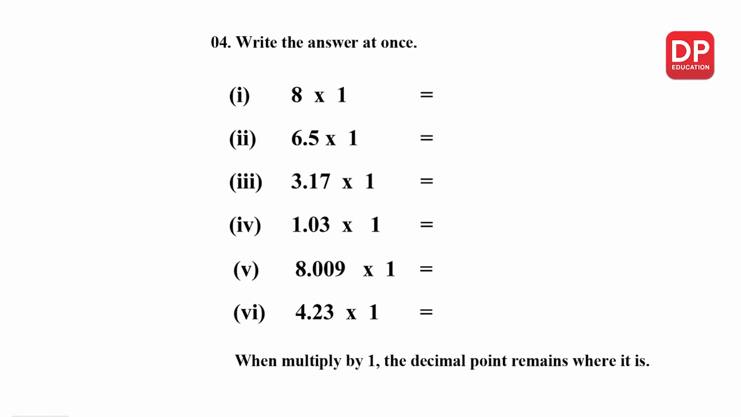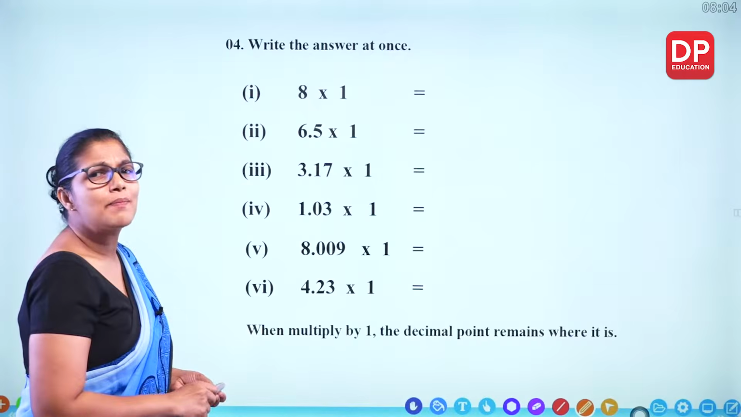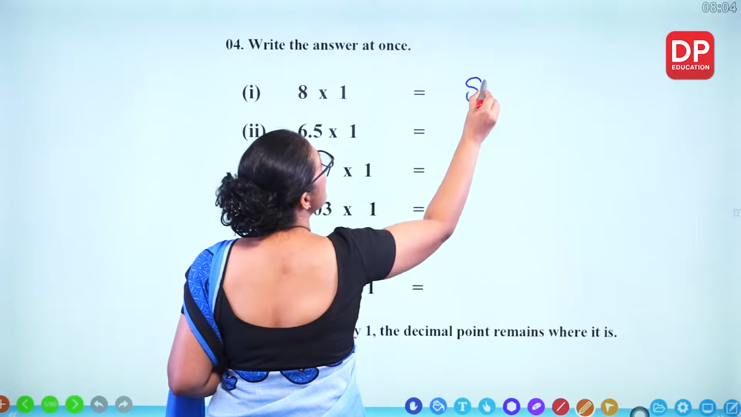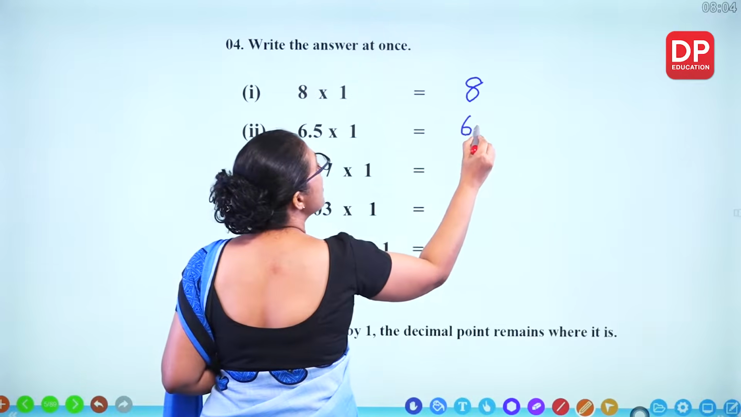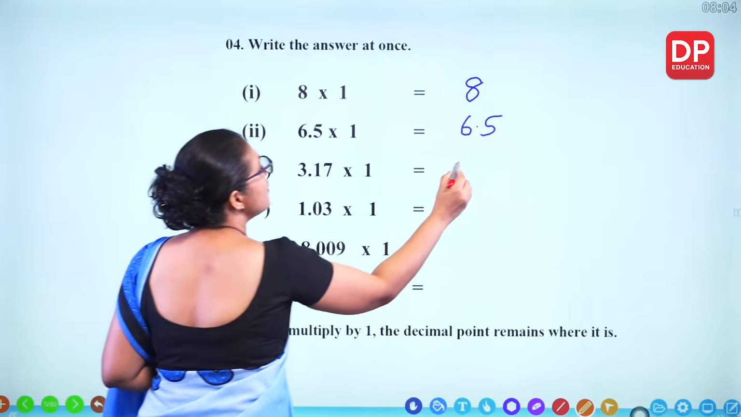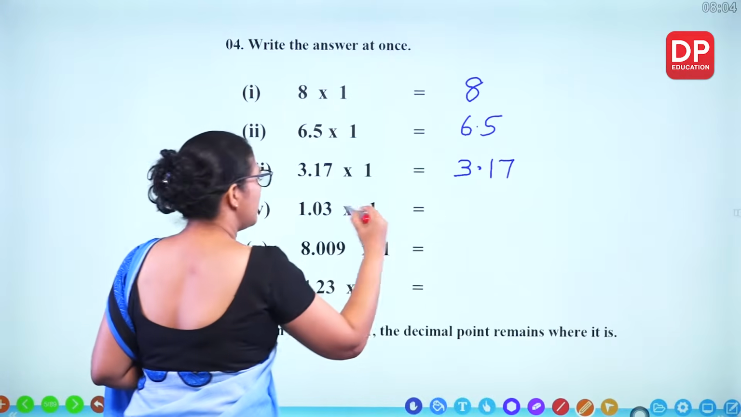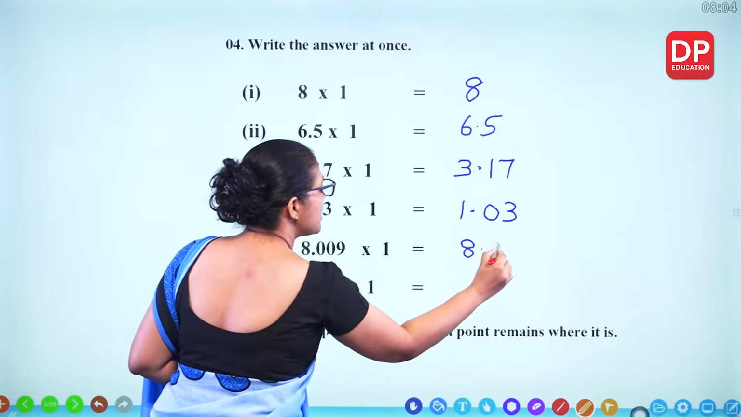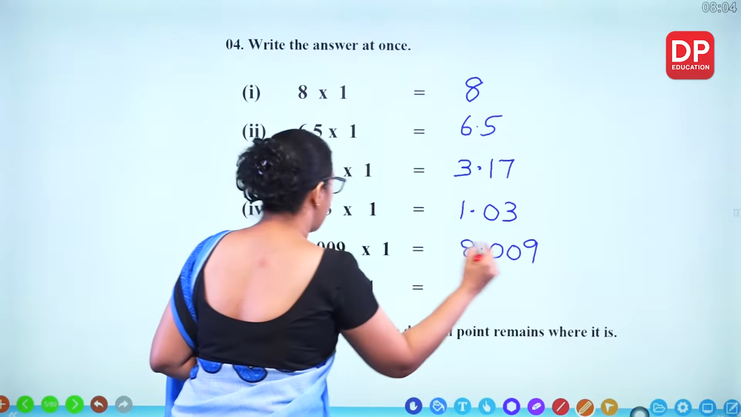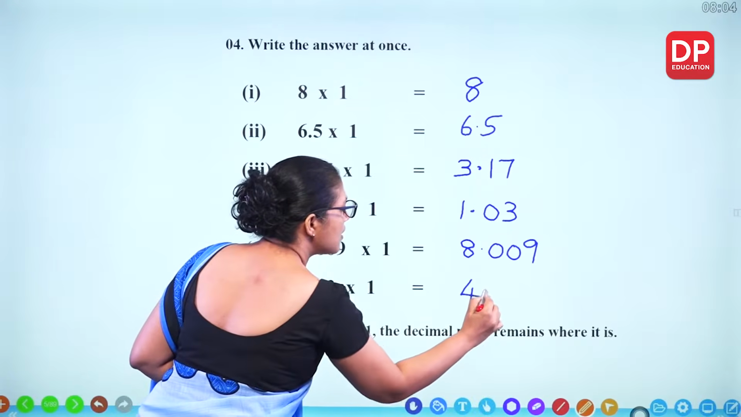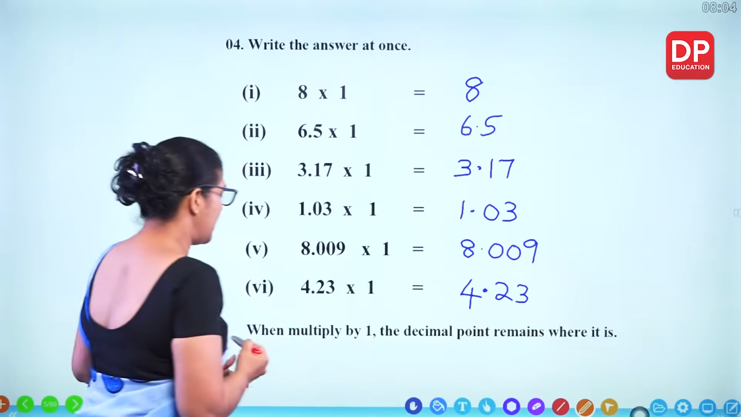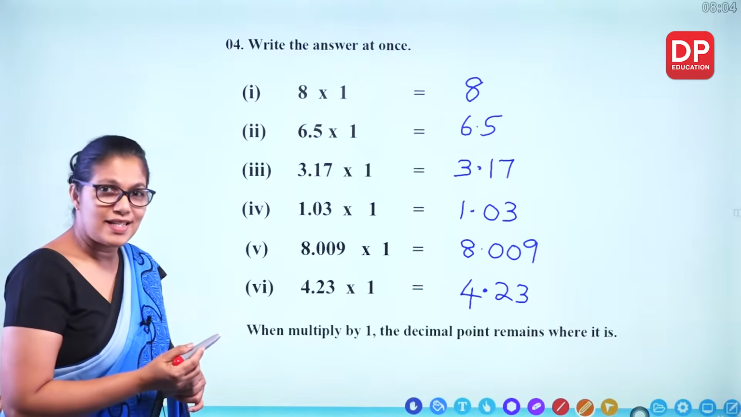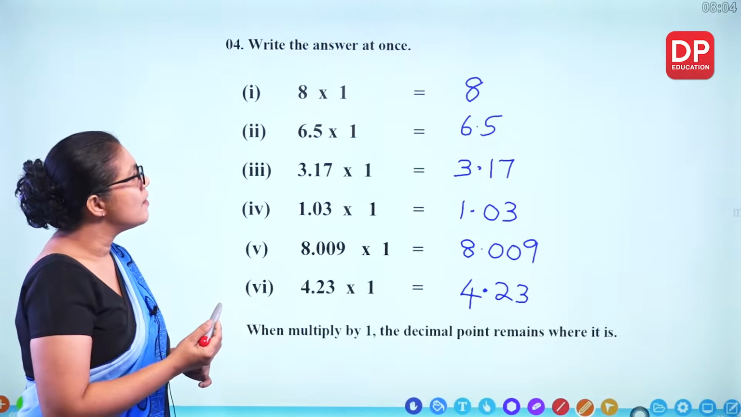Look at this one. Write the answer at once. Now multiply by 1. So multiply by 1 means just the same number. 8 times 1. 6.5 multiplied by 1, 6.5. You get 3.17. Here 1.03. 8.009. 4.23. So when multiplied by 1, the decimal point remains where it is. So not changing the value.